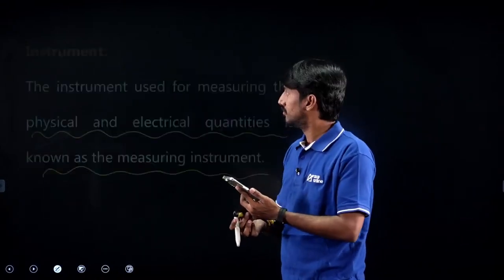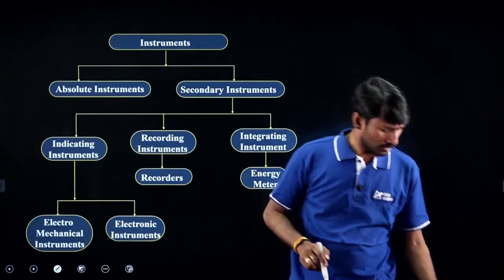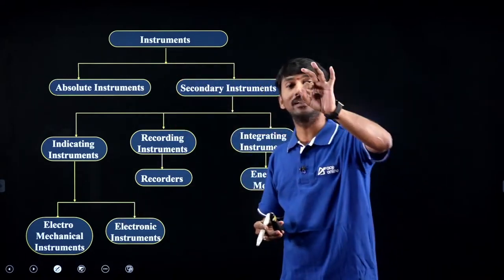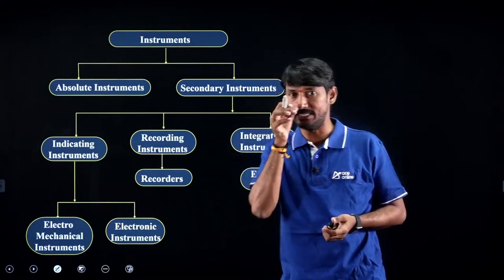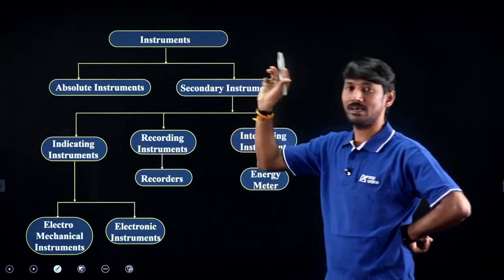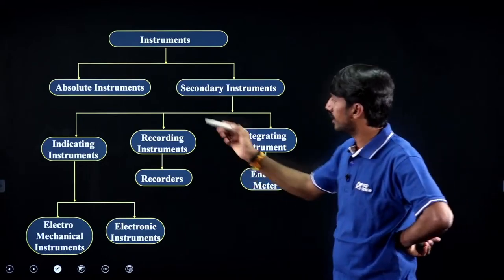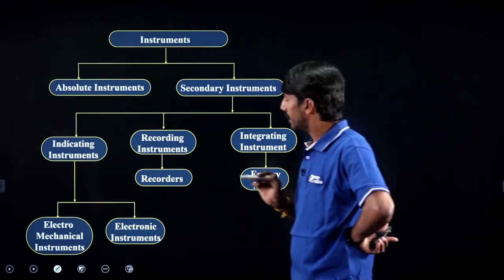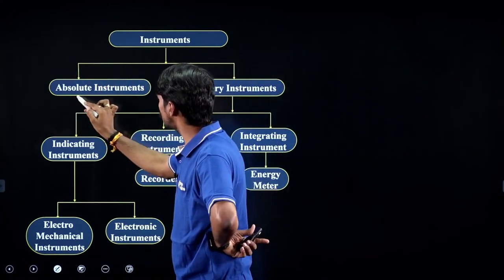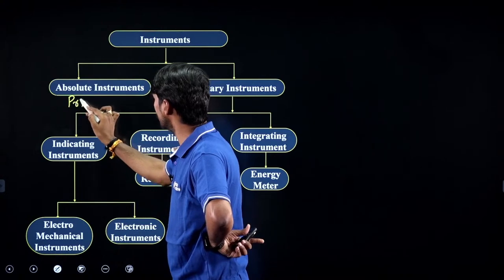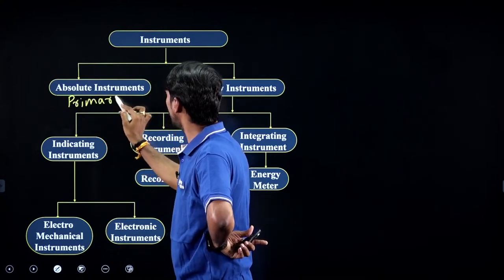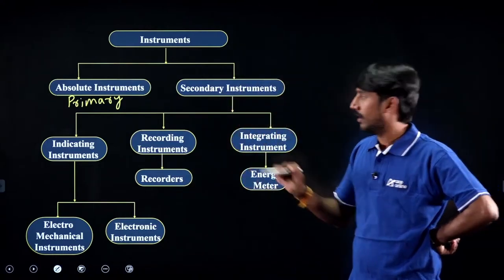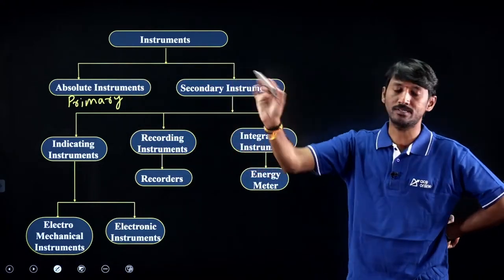The next topic is this classification, from which you may get a question directly at the RRB JE level. Instruments are classified into two basically. One is the absolute instrument, the second is the secondary instrument. Absolute instruments are also called primary instruments. Both are the same.